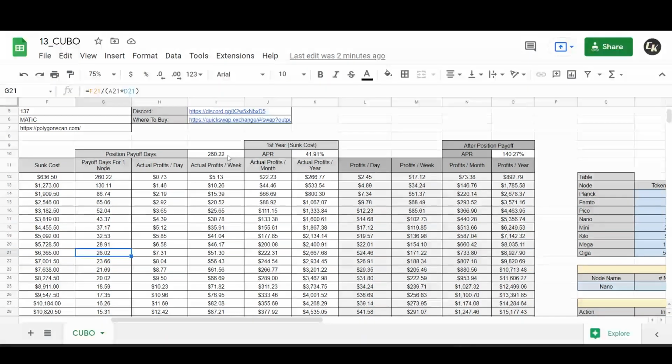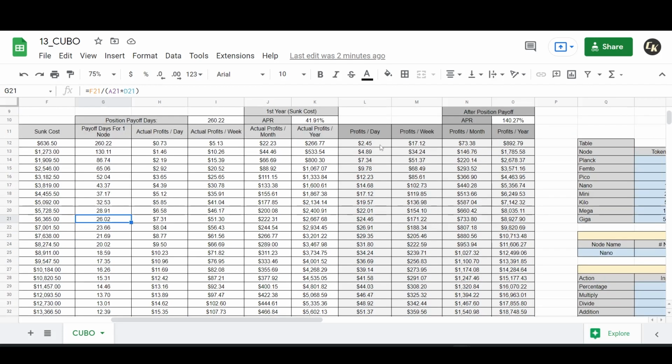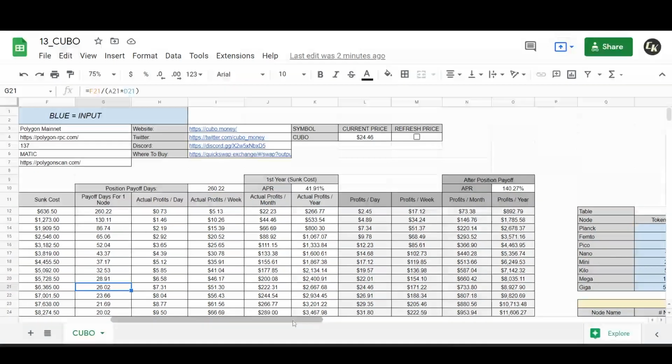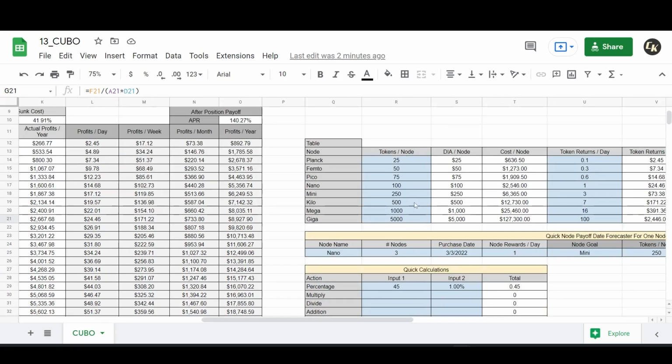So it's pretty handy. And if you scroll to the right, it tells you the APR after the position payoff. So after the 260 days, the actual APR is 140%. And this is what you'll be actually making. Here are the numbers. So it's pretty handy. There's not much to this calculator. Everything is pretty much automated. And these are the latest rates.